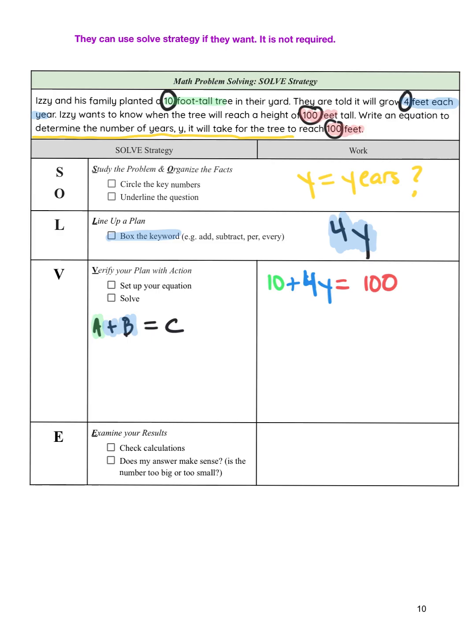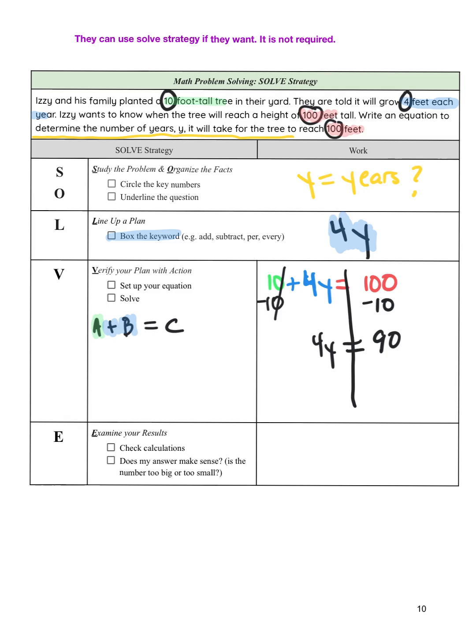Now that I've set it up, I'm going to go ahead and solve. Trying to get the variable by itself, so I need to get rid of what's next to the variable, which on this side is this 10. So to eliminate it, I'm going to subtract 10 from there. Whatever I do on that side, I have to do on this side. 10 minus 10 is 0, so it is gone. And I am left with 4y is equal to 90.